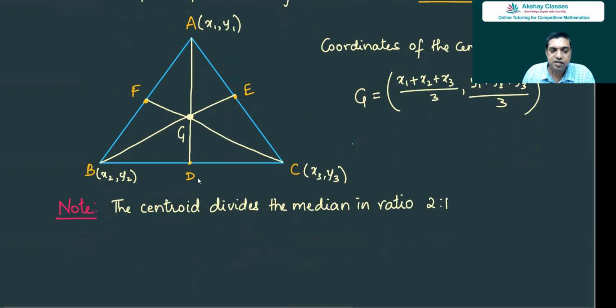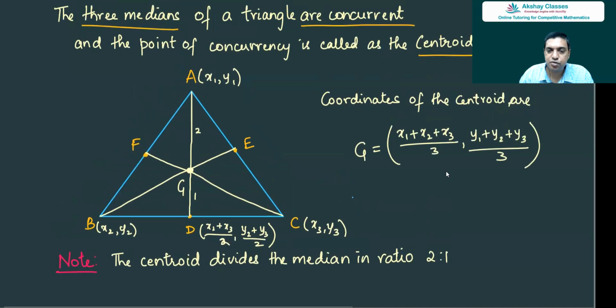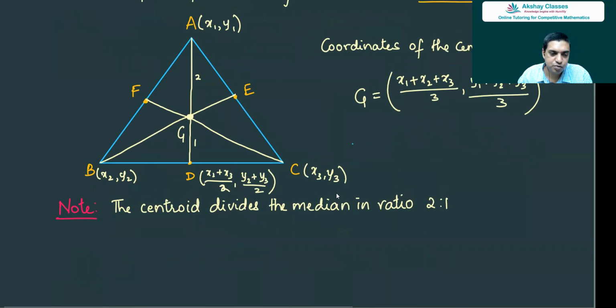So first, this is the midpoint. This proof is very simple. D is the midpoint of BC, so you will get (x2 plus x3) by 2, and then (y2 plus y3) by 2. And then AG to GD is 2:1. So 2 times this coordinate plus 1 times this coordinate. So 2 times this gives us x2 plus x3, plus 1 times x1. So x1 plus x2 plus x3, divided by 2 plus 1, that is 3. So x1 plus x2 plus x3 by 3. Similarly, we'll get y1 plus y2 plus y3 by 3. So the centroid divides the median in the ratio 2:1.